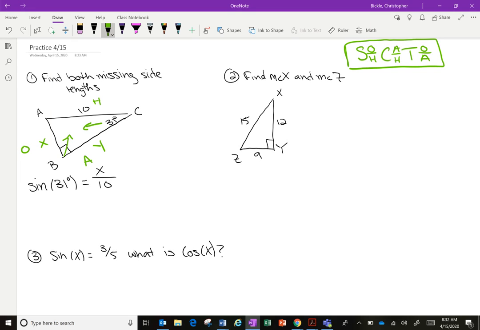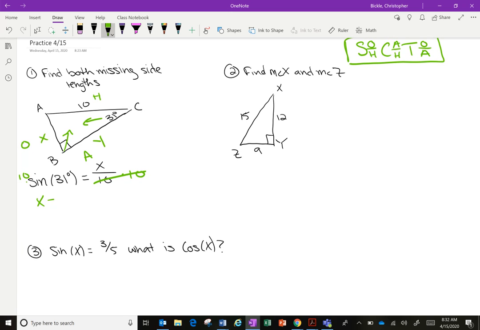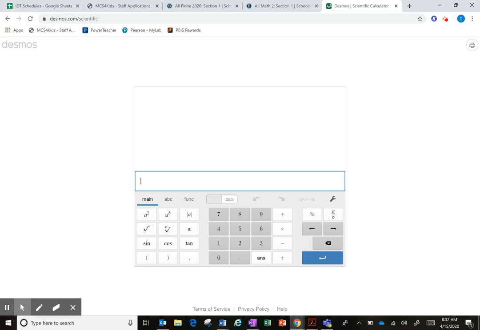So to solve this equation, we're dividing by 10 here. We need to do the inverse of division, which is multiplication. So if we multiply both sides by 10, I end up with X equals 10 times the sine of 31. And then we can just punch that in our calculator. So we come here, I've got 10 times sine of 31, 5.15.